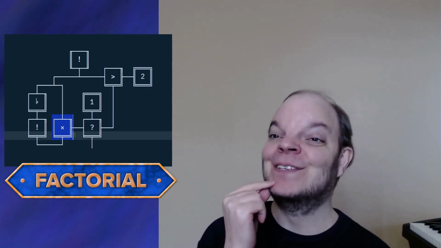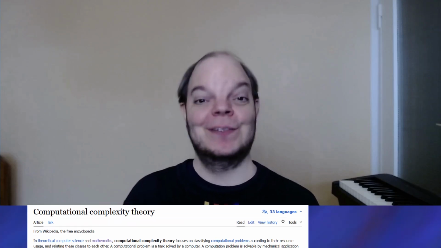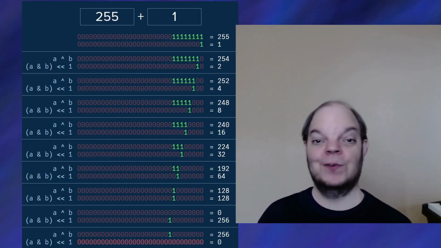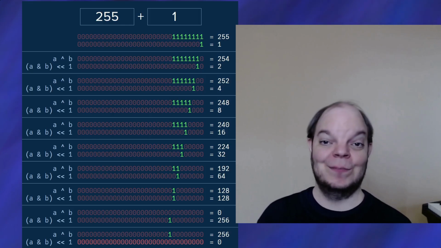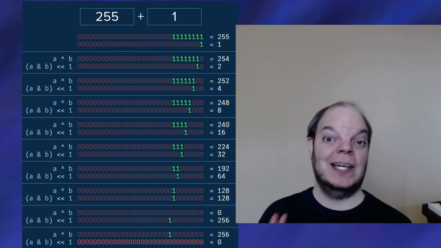Haven't we heard that before? But I really think you should. Now let me very quickly talk about algorithmic complexity. Take a quick look at this visualization of how 255 plus 1 works. Obviously I chose 255 because it consists of a bunch of 1 bits. This is basically the worst case scenario for a number that has only 8 bits.